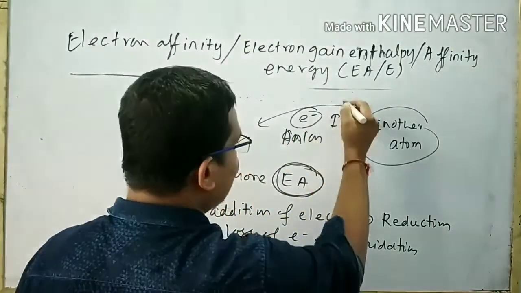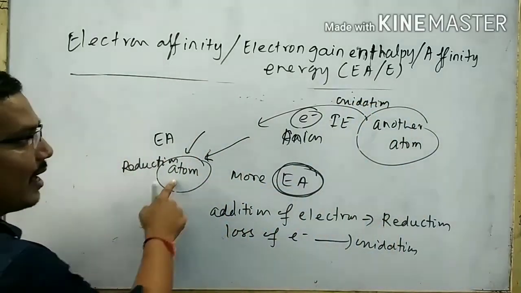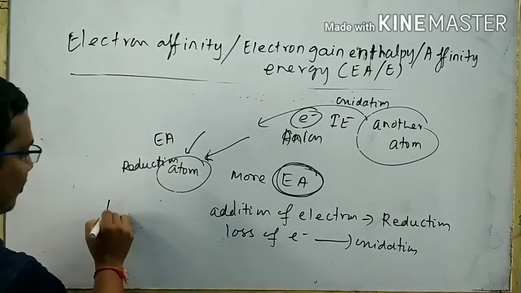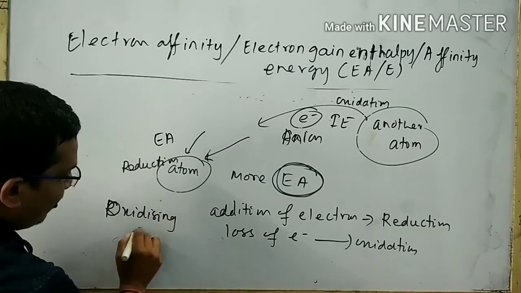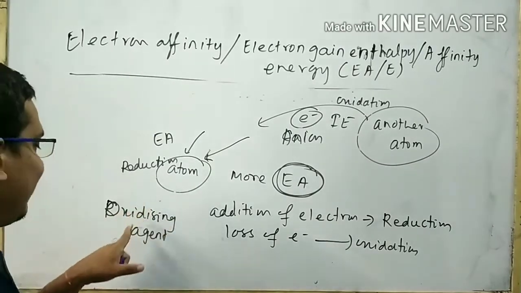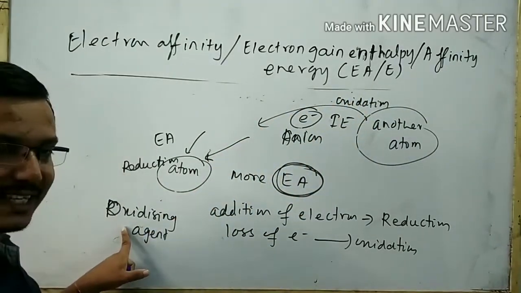Loss of electron is called oxidation. This atom helps this atom for oxidation. That means this atom is called the oxidizing agent. No doubt it undergoes reduction, but it helps another atom for oxidation, so it is called an oxidizing agent.